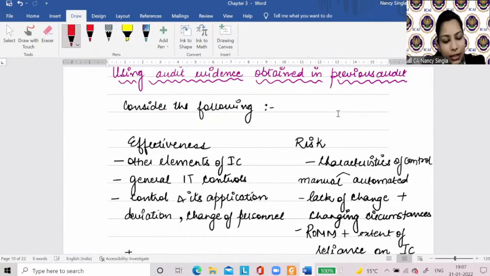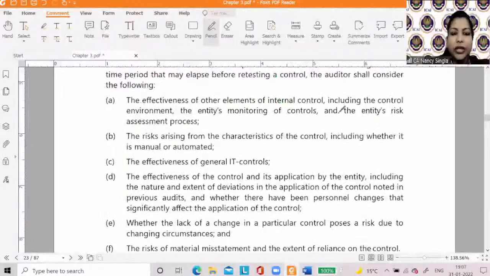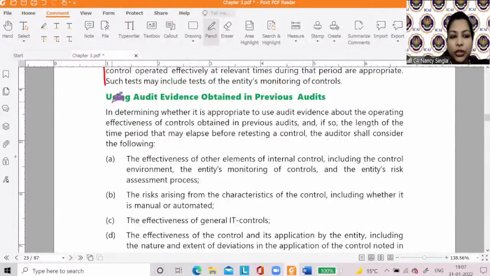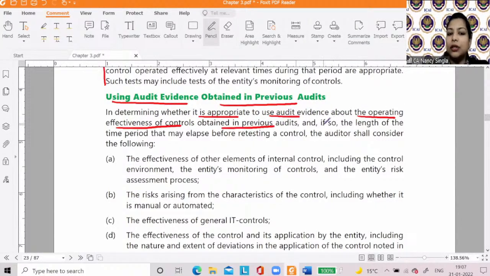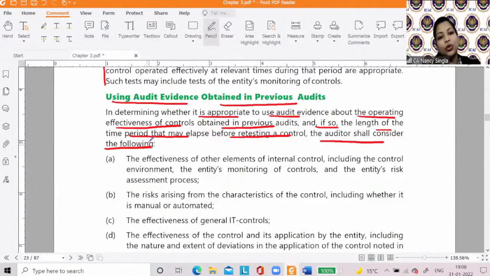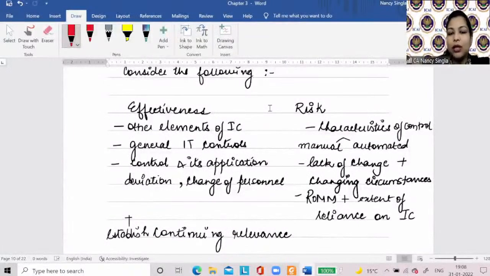So let us just have a look from the module first. So the auditor shall consider. So what is the topic? Using audit evidence obtained in previous year, previous audit. In determining whether it is appropriate to use audit evidence about operating effectiveness of control obtained in previous audits, and if so, the length of the time period that may elapse before retesting a control. That is, when to retest the control. The auditor shall consider the following. ठीक है. So there are 6 points.